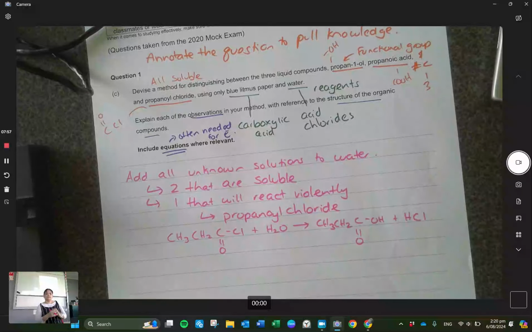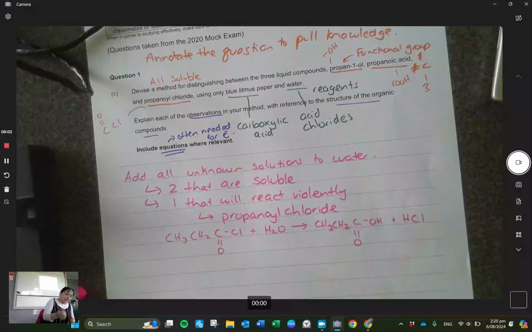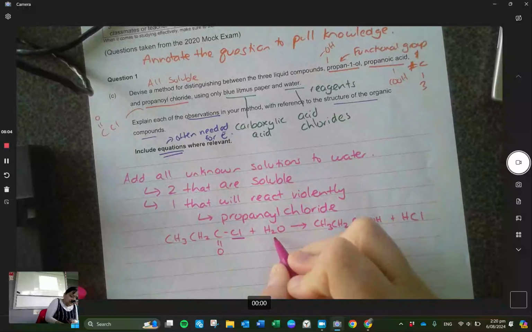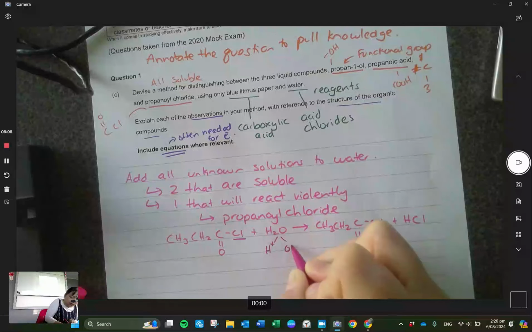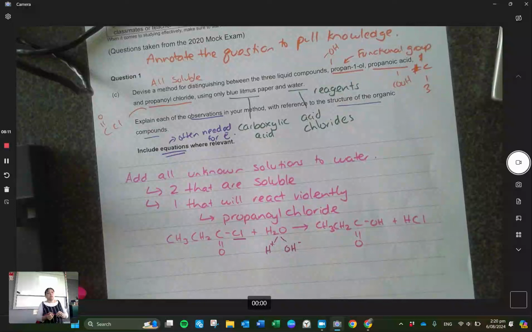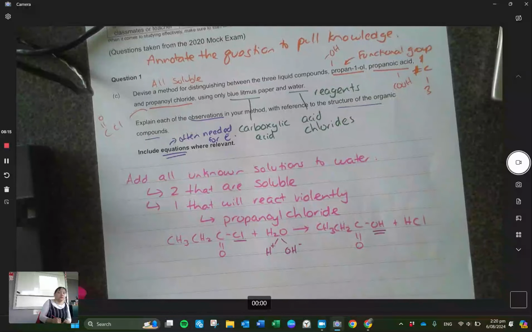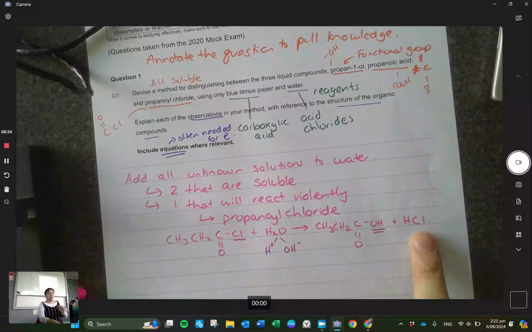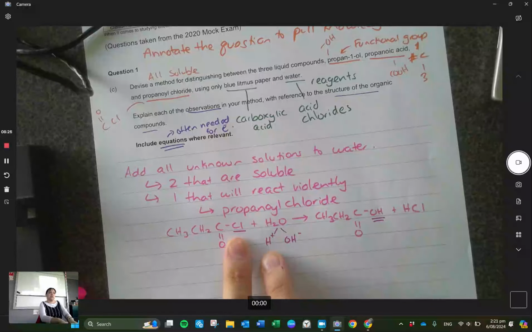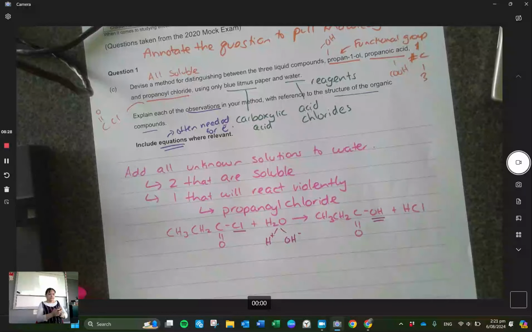Wait, what's replacing what? So let me get another color. This Cl is being replaced, so the water is breaking up into H plus and OH. And the OH is substituting it out here. So the OH is getting attached to the organic compound, making propanoic acid, and then HCl is the other byproduct because this hydrogen is going to be attaching to that chloride. Cool.